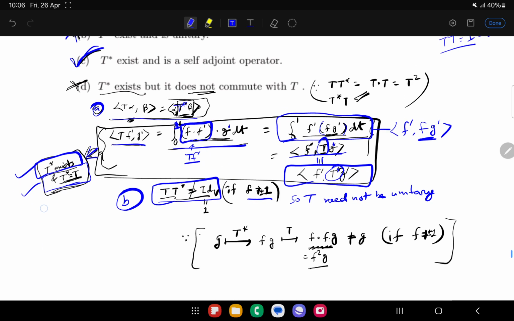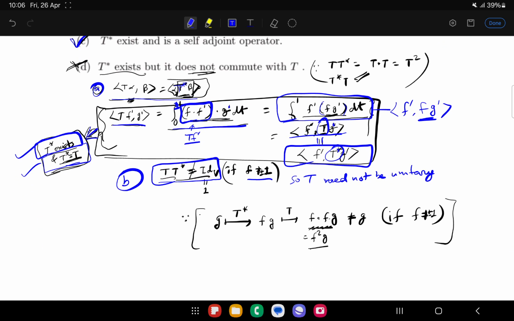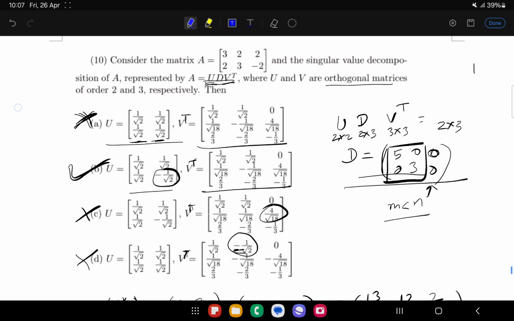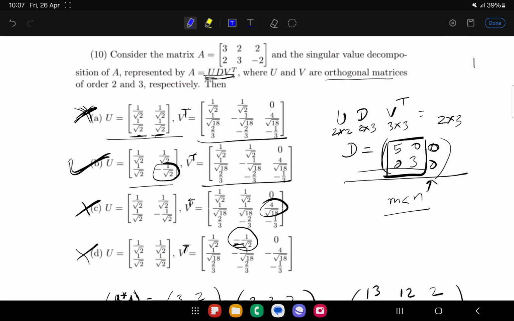What about option D? T star exists, yes, but it does not commute with T. It commutes with T because T star itself is T. So T commutes with T itself. Okay, so T star exists and it is commuting with T. So option D is incorrect. Let's see the last option. Consider a matrix M cross N, meaning M is equal to 2, N is equal to 3.